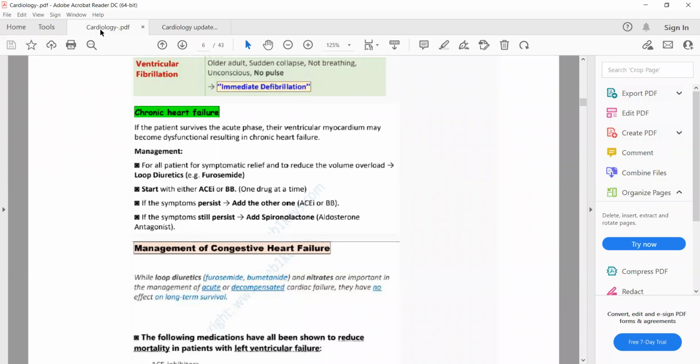So that's why we give drugs that will block these two systems: beta blockers to decrease the effect of sympathetic system activation, and ACE inhibitors to decrease the effect of the renin-angiotensin-aldosterone system. We'll start with one drug and add the second if the symptoms persist. And even after adding two drugs, if the symptoms still persist, then we'll use an aldosterone antagonist such as spironolactone.